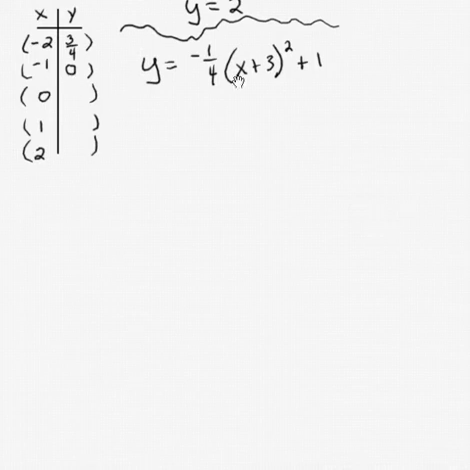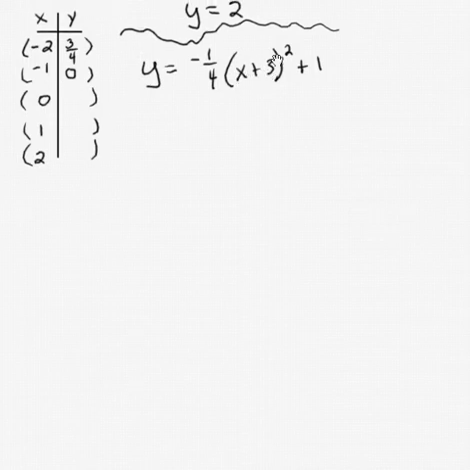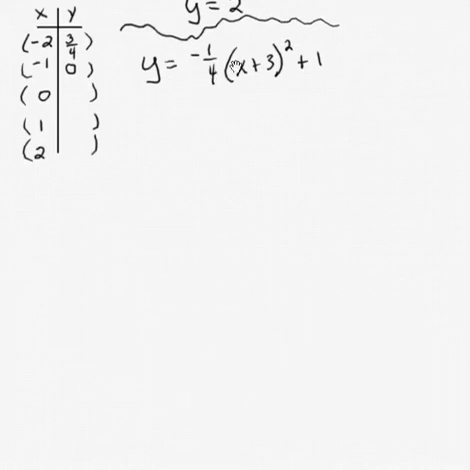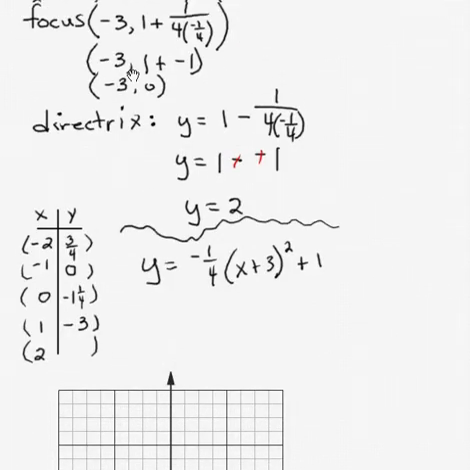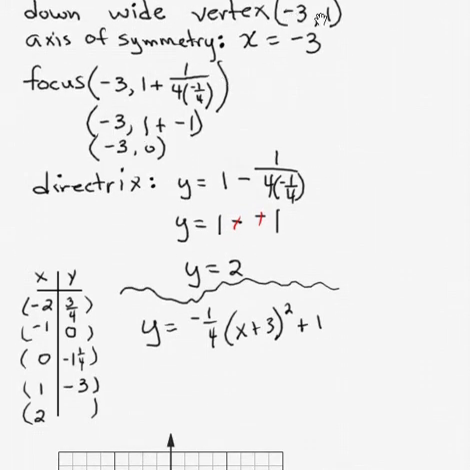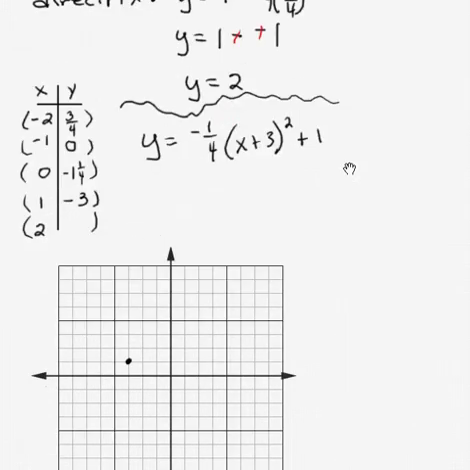If we put in -1, plus 3 is 2, 2 squared is 4, 4 times -1/4 is -1, plus 1 is 0. If we put in 0, we get out -1 1/4. If we substitute in 1, we get out -3. And so we get the idea that in this particular problem, odd values of x get rid of the fractions. So let's start plotting the points, starting with, let's remind ourselves what the vertex was, -3, +1.